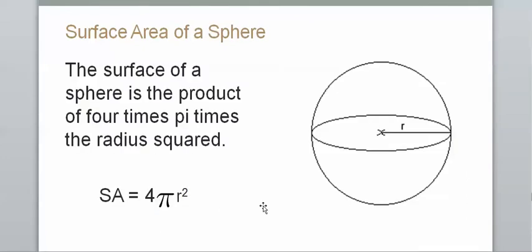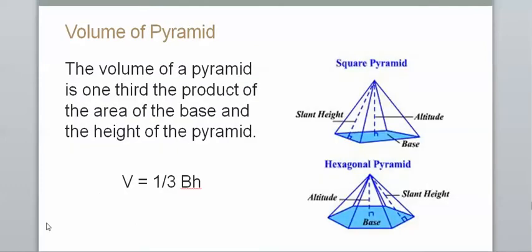Okay, to find the surface area of a sphere, it's basically 4 times pi times the radius squared. So the surface area is very easy to find. It's just the radius squared times 4 times pi.